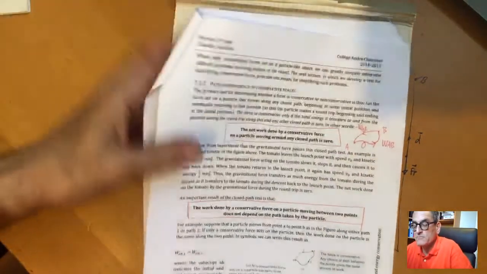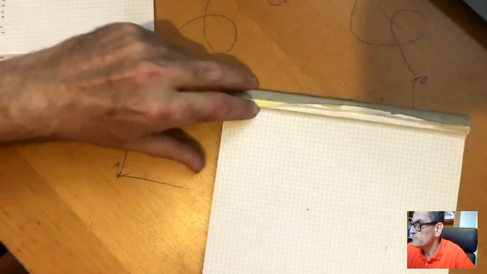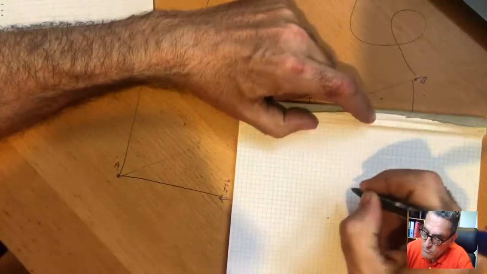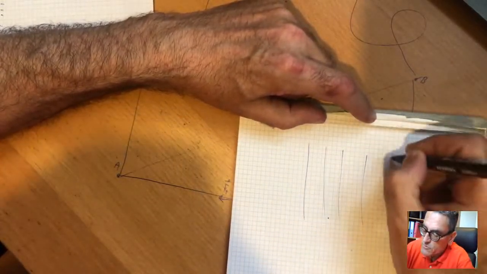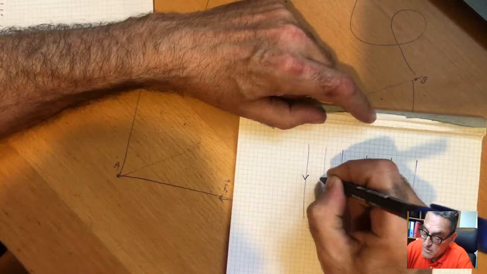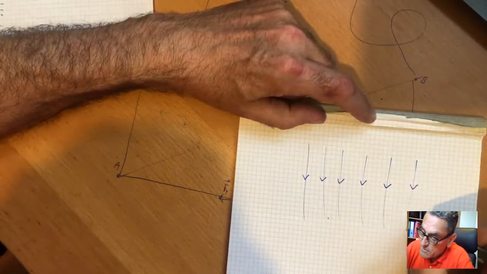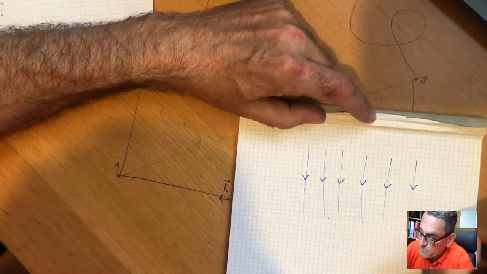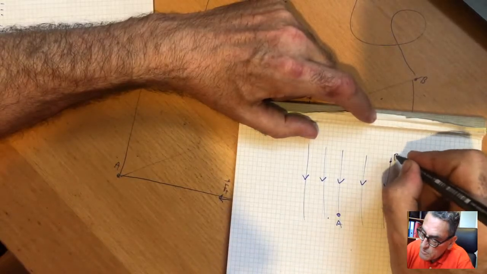You don't get that? Let me explain it better. We have a gravitational field. I will draw it like that, with field lines just like the electrical field. Okay, this is the gravitational field, and I go from point A to point B.